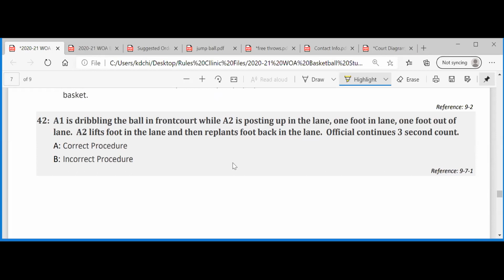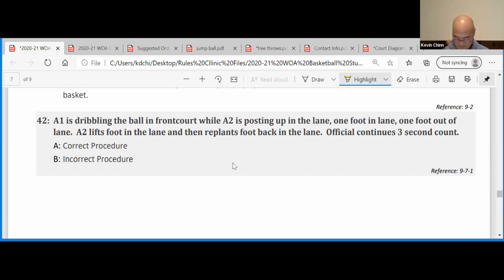I said incorrect because when he lifted his foot off the lane, out of the lane, he was out of the lane, and he puts it back down, he's back in the lane. It's a new event. Okay. Everybody agree? No, I said it was correct. Don't both feet need to be out or in?